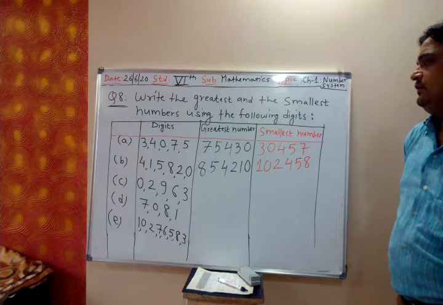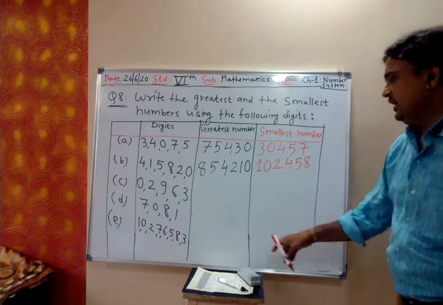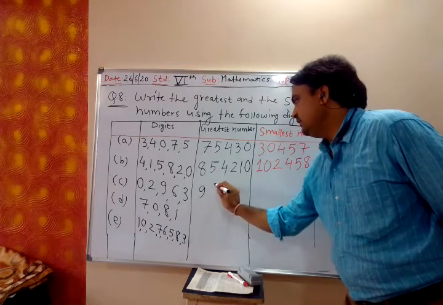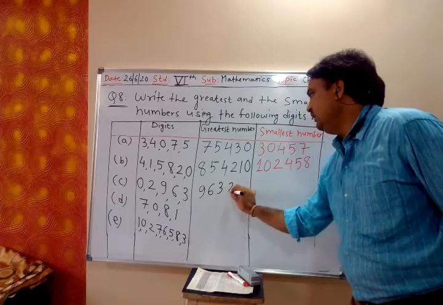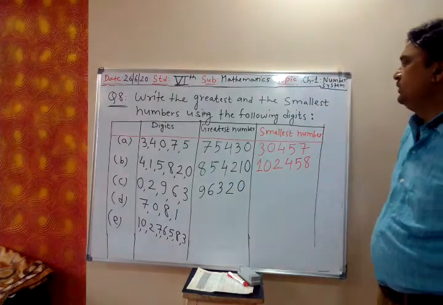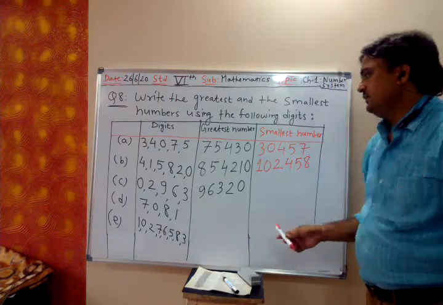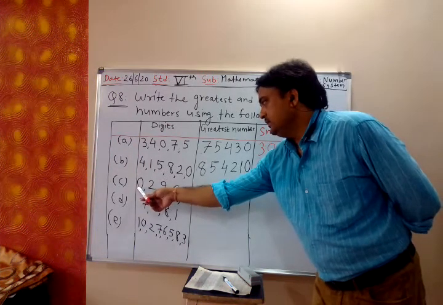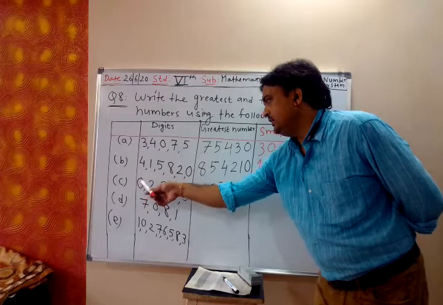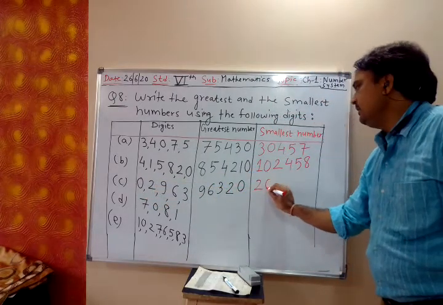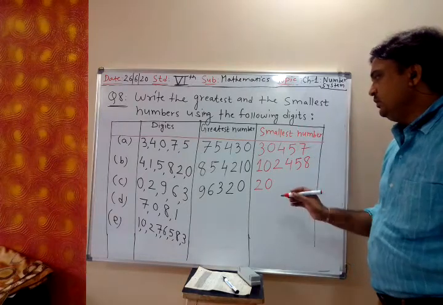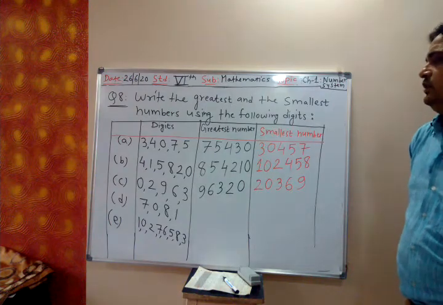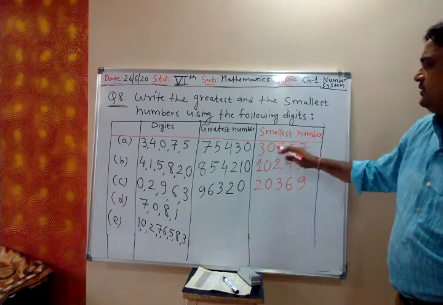Then for the C part, the greatest number using the digits: start with the greatest digit 9, then 6, then 3, then 2, then 0. For the smallest number, start with the smallest digit, which is 0, but writing the number with 0 first has no meaning. So I will write 2, 0, 3, 6, 9.